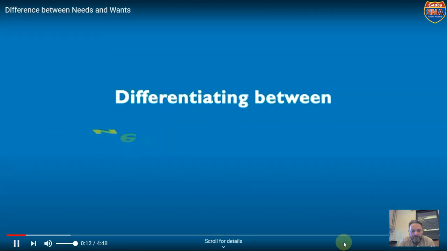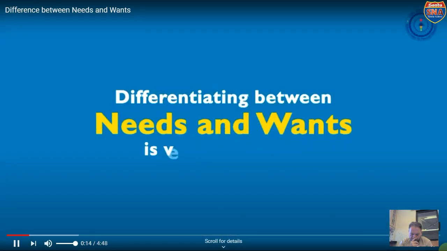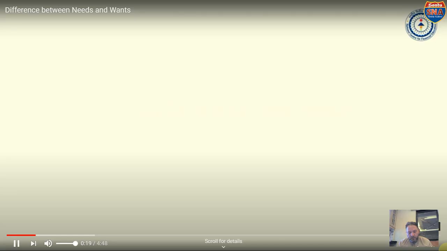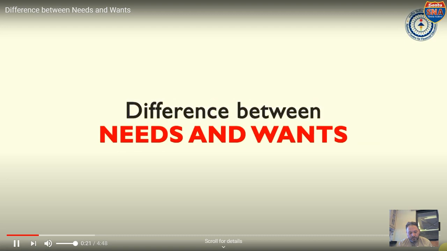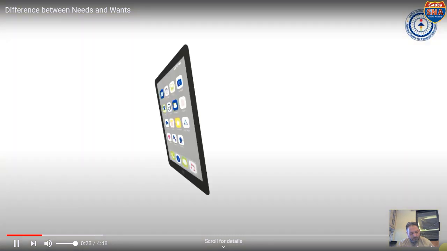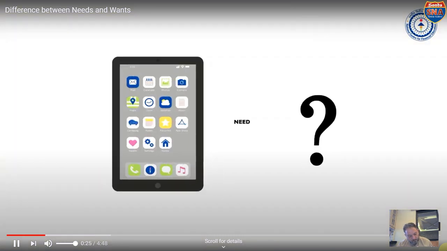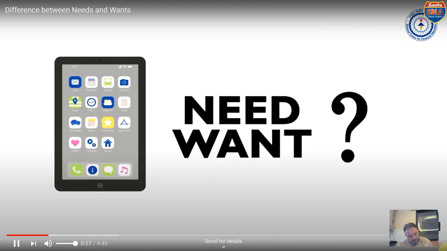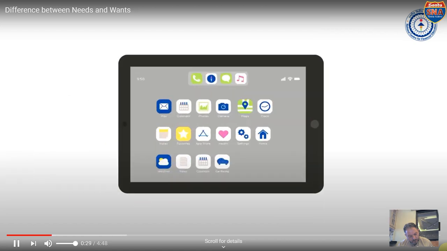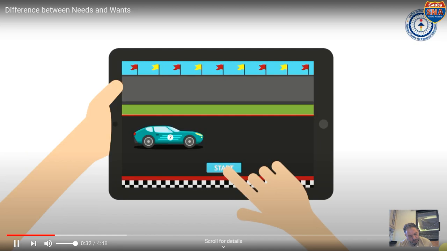Differentiating between needs and wants is very important. In this lesson, we are going to explain the difference between needs and wants. Do you have a tablet? Is that a need or a want? Of course, it helps us in having more fun. But do we really need it to survive?